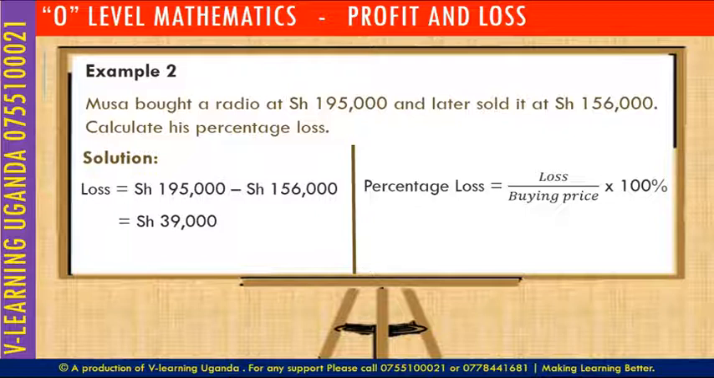So our loss, we already have it. Our buying price was 195,000 shillings. So when we do that, what do we get? 39,000 shillings over 195,000 shillings times 100%. And that gives us 20%.